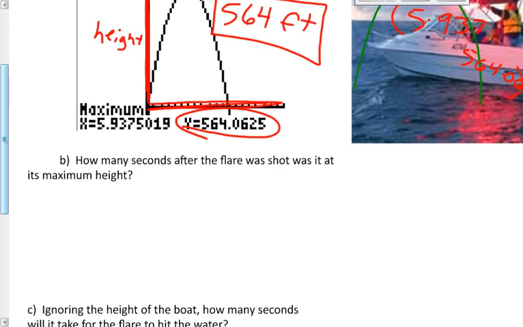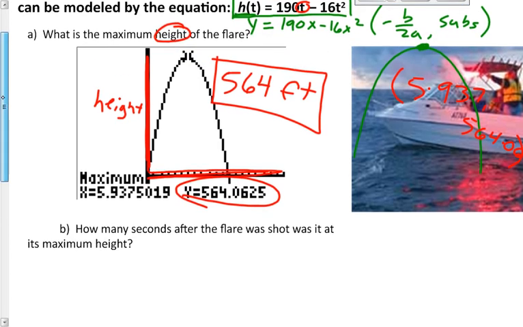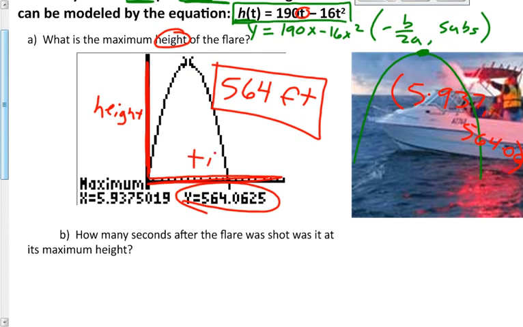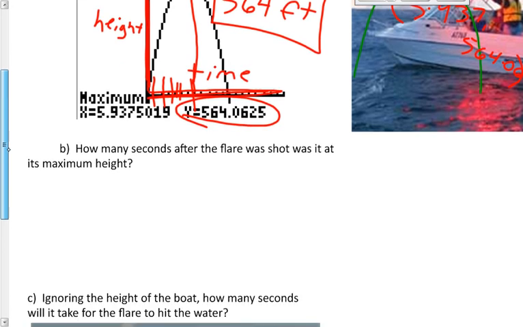Letter B should hopefully be pretty simple now. How many seconds after the flare was shot was it at its maximum height? Well, like I said, the x-axis here is time, time in seconds. So it's approximately 5.5, oh, 5.9, so sorry, closer to 6 seconds. That's where it reaches that absolute maximum value. So right here is at 5.9 seconds.